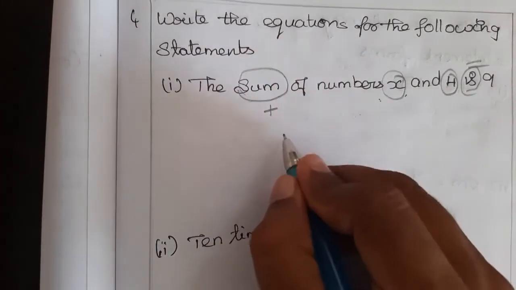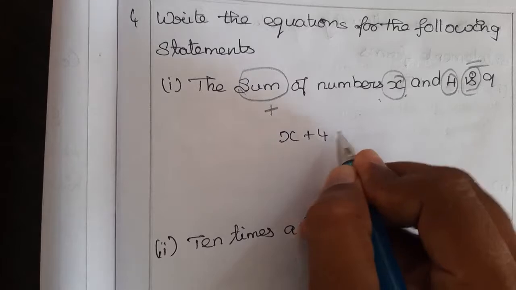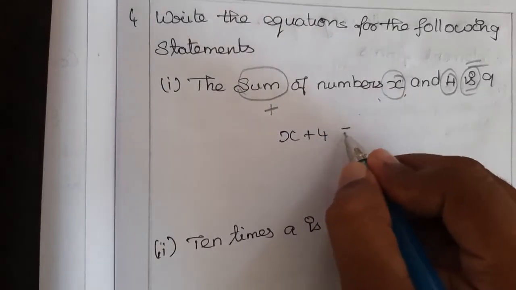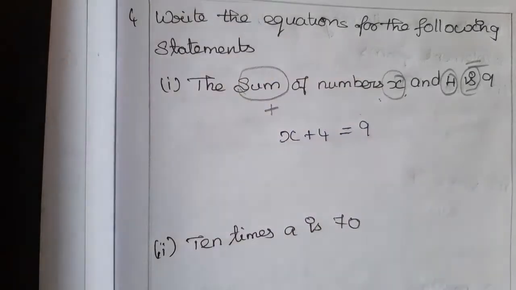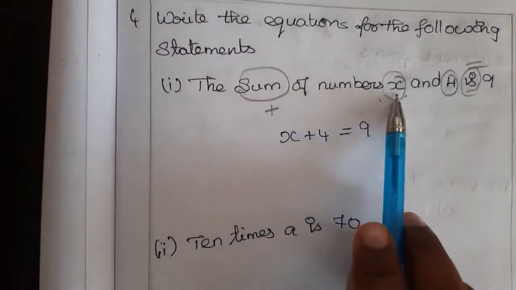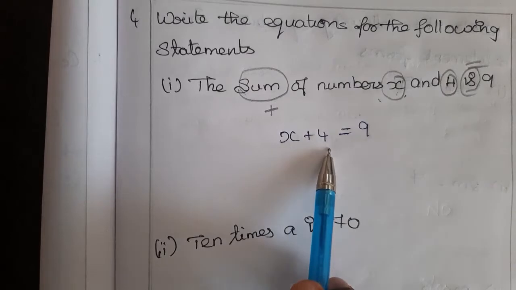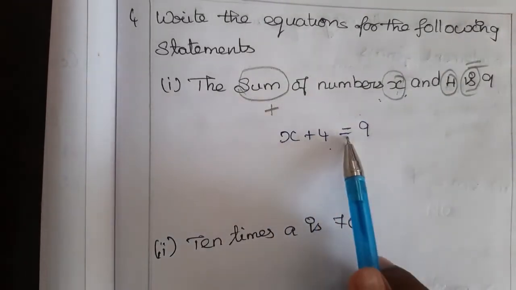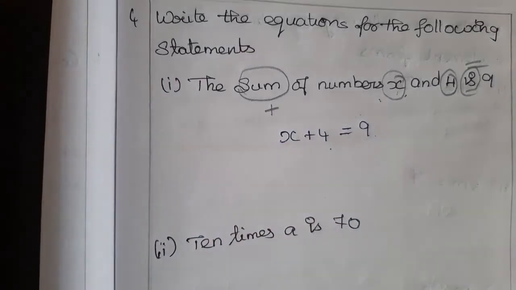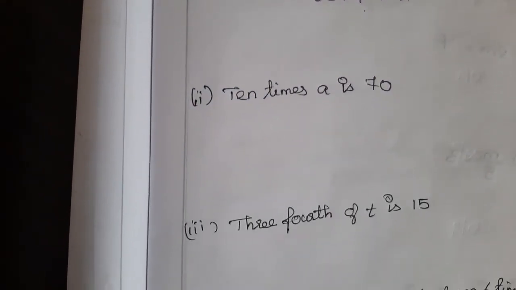If we add x and 4, we will write it as x plus 4, right? x plus 4 is 9 means it is equal to 9. Clear? So it is given a sum. Sum means addition. The addition of x and 4 is x plus 4, which we notate in the equation, and is 9. So the answer is x plus 4 equals 9. Right?